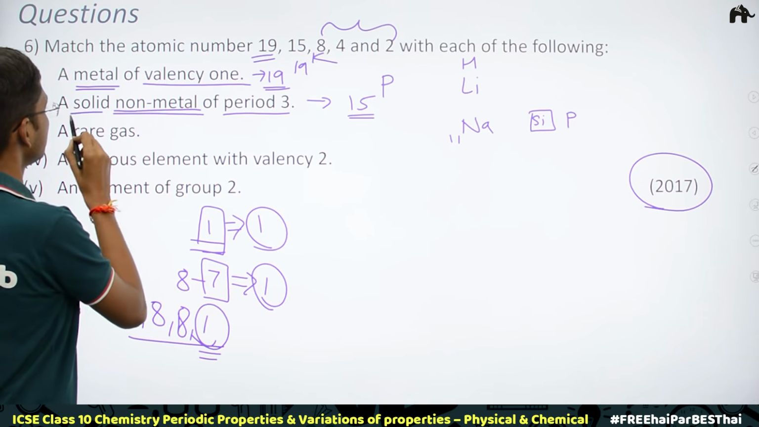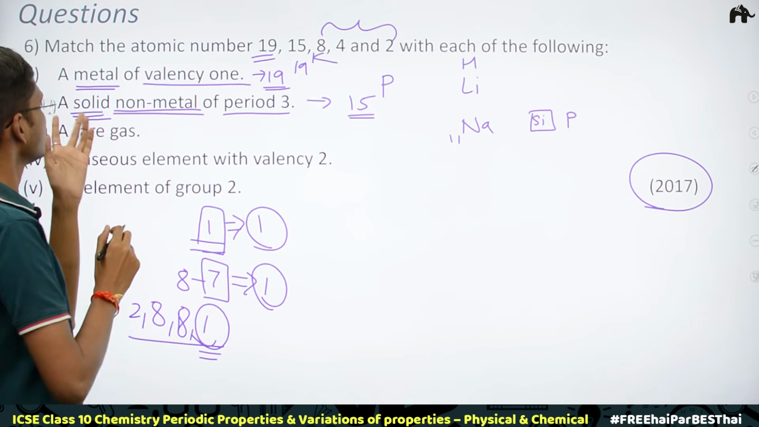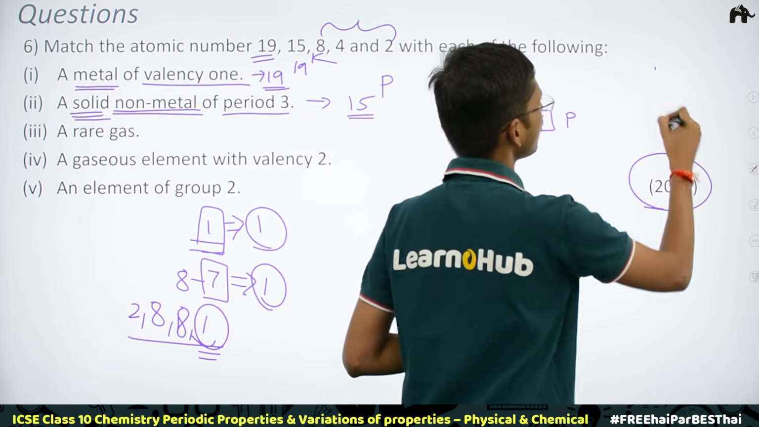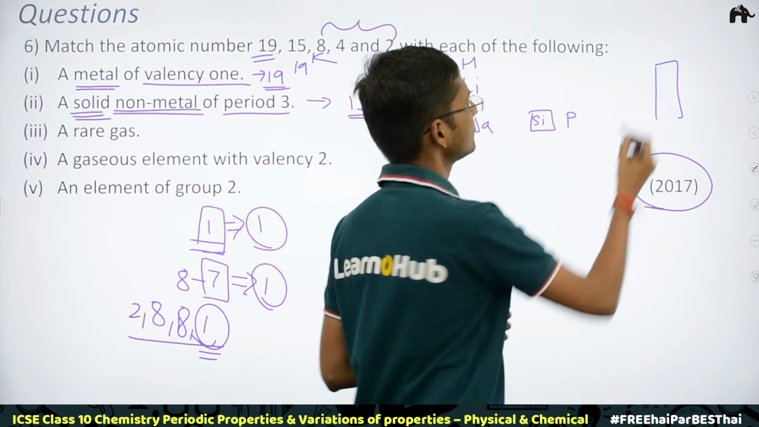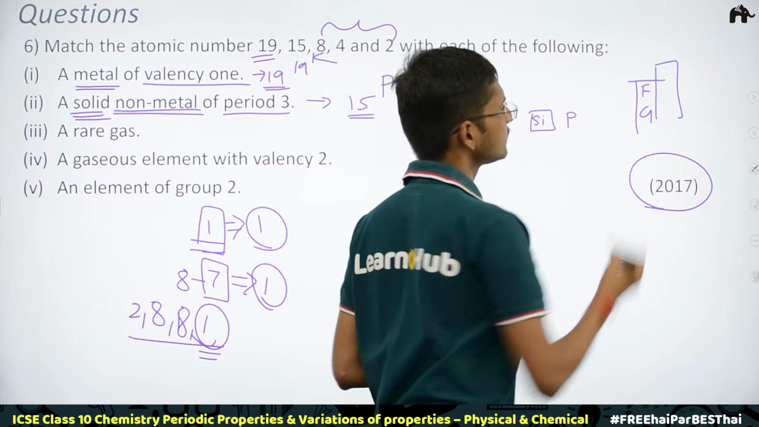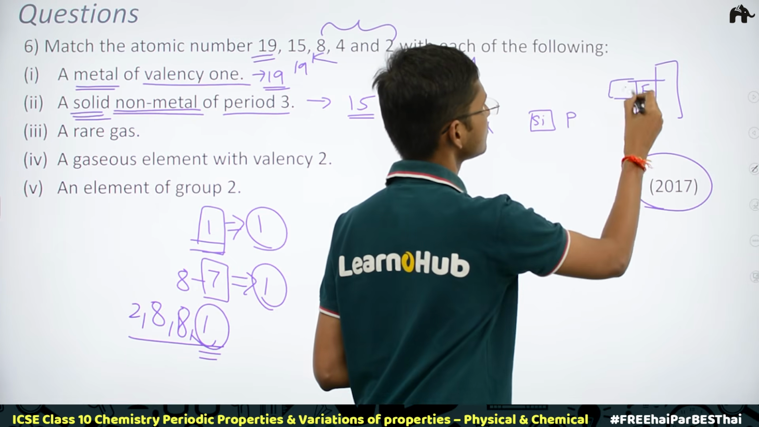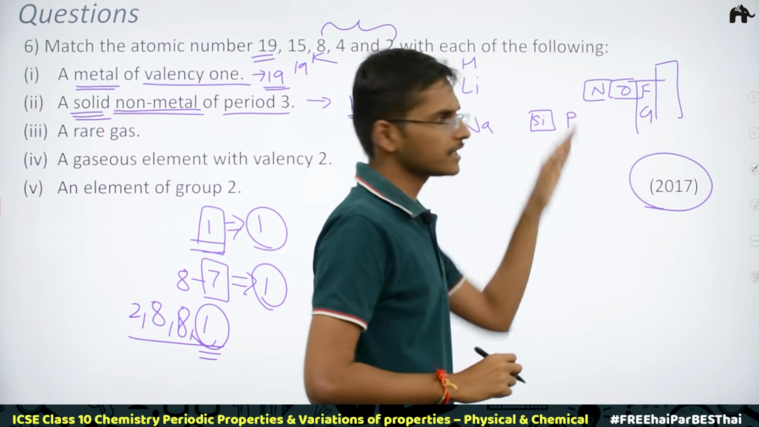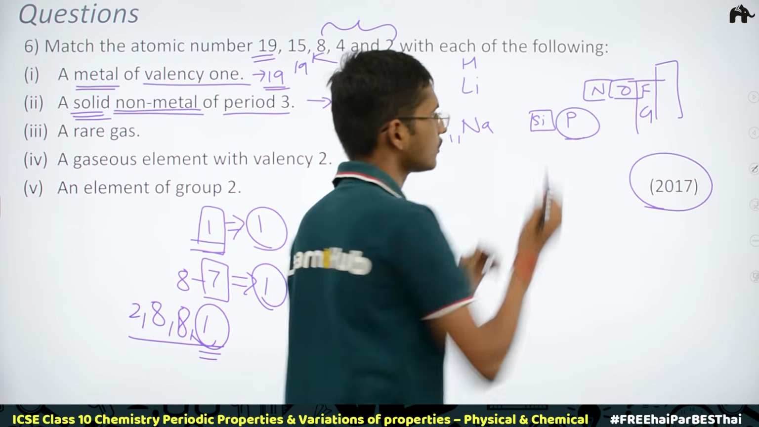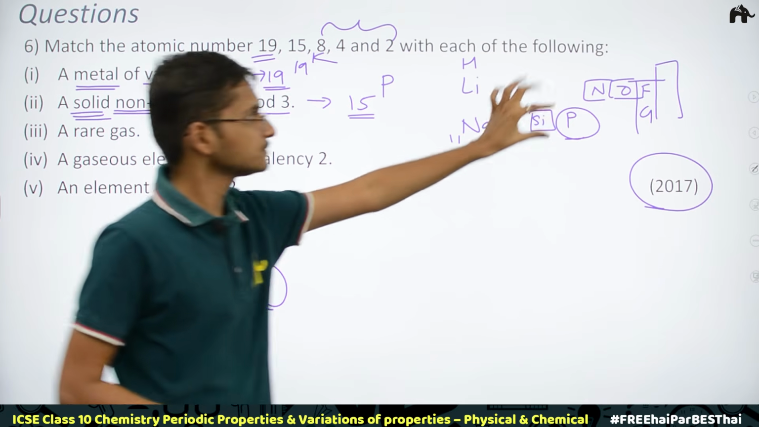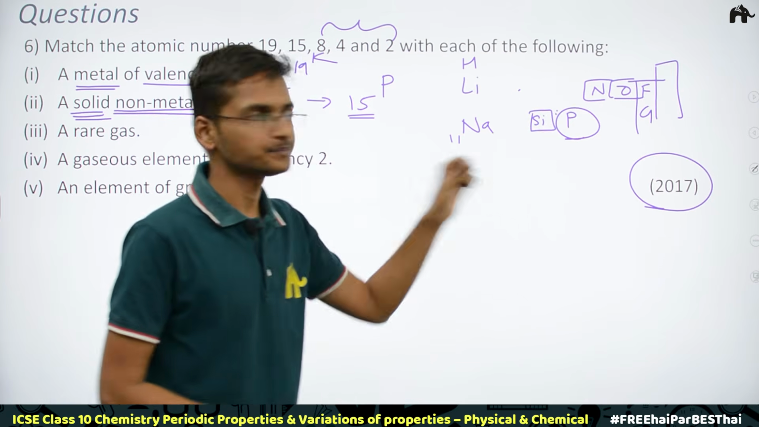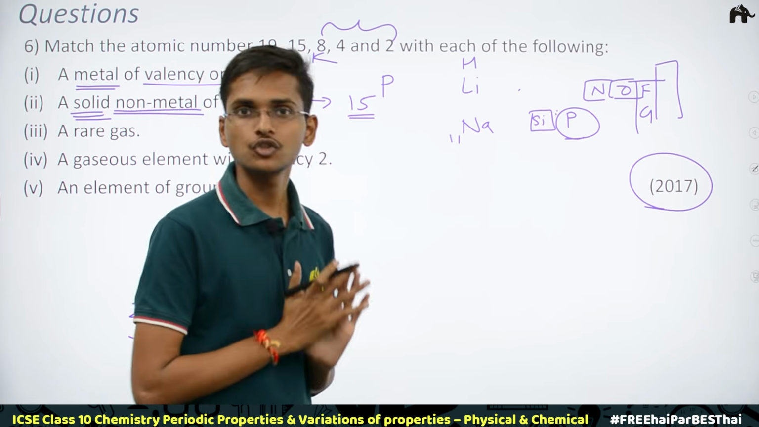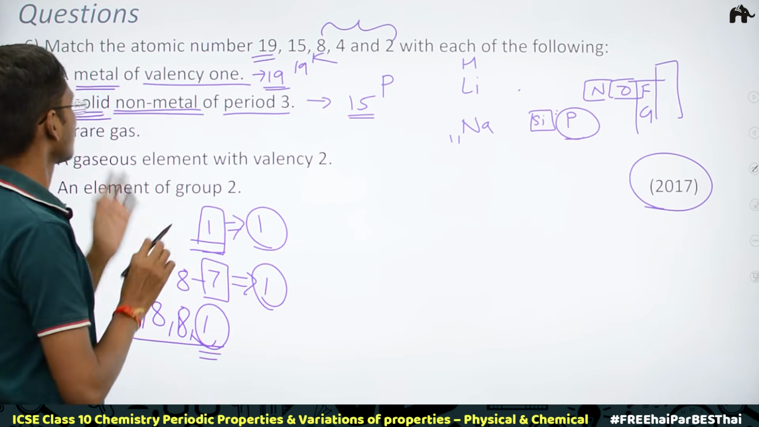And then the third condition is that it should be a solid. Try to remember, we have studied that all the group 18 elements were gases. In group 17, fluorine and chlorine were gases. In group 16, only oxygen was a gas, and in group 15, only nitrogen is a gas. The rest were all solids. So here we can see nitrogen and then phosphorus in the nitrogen family. Except nitrogen, all are solids. So phosphorus is absolutely solid.